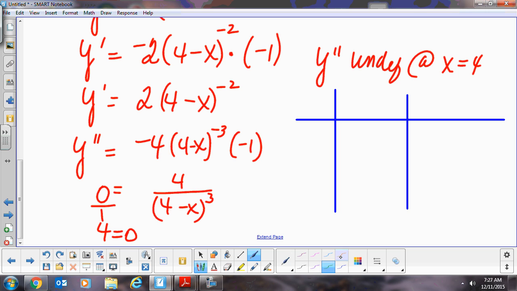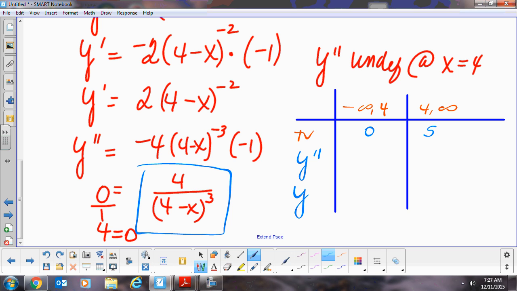Negative infinity to 4. 4 to infinity. Test values. Okay. And we're testing this in our second derivative, and we're going to see what's happening. This is my second derivative. My numerator is always positive, so I'm going to focus here and here alone. So 4 minus 0 is positive. 4 minus 5 is negative. They want concave down. Which interval is it?